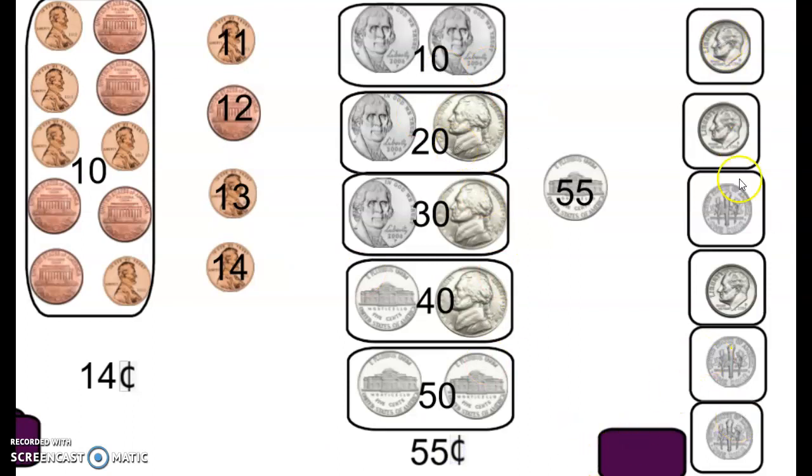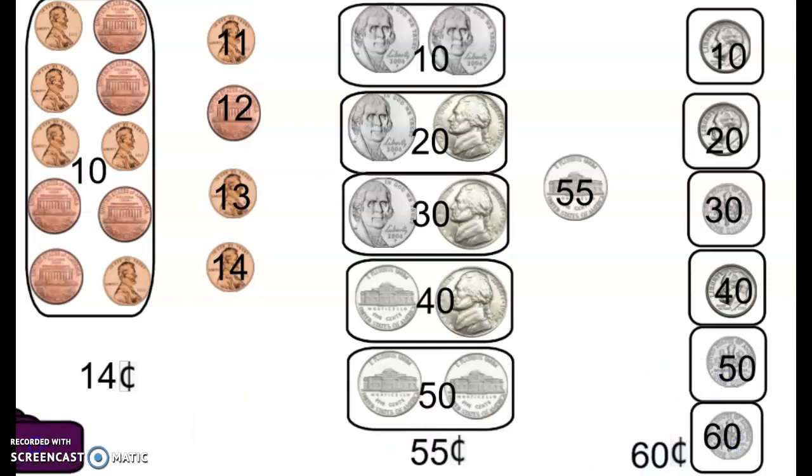Oh, and then look here, we have the dimes. Remember, the dimes are the smallest one, but they're worth the most. And each dime is worth 10 cents. So I can count by tens. 10, 20, 30, 40, 50, 60. So I have 60 cents in my dime pile.